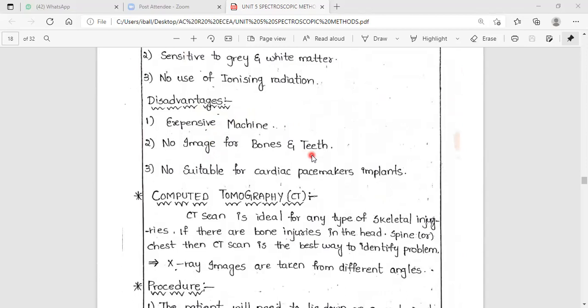దీనికంటే మన సిటీ స్కాన్ కానీ లేకపోతే డిజిటల్ స్కాన్ కానీ అడ్వాంటేజ్ అని చెప్తాడు. And there is no suitable for cardiac pacemakers. Okay, let me explain. There is no suitable for cardiac and as well as the pacemakers. Let me tell you the next classification.